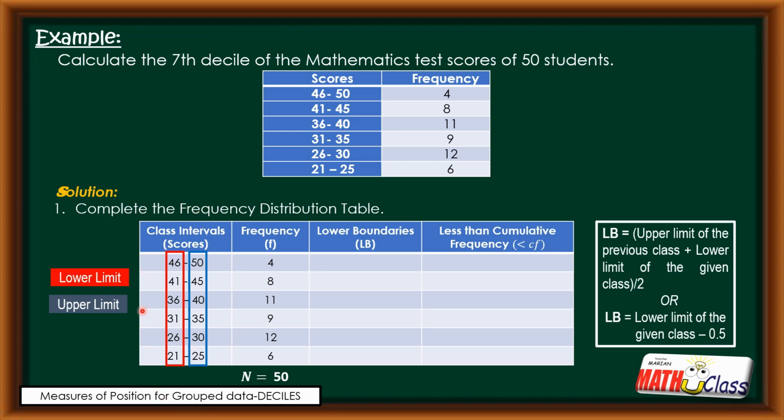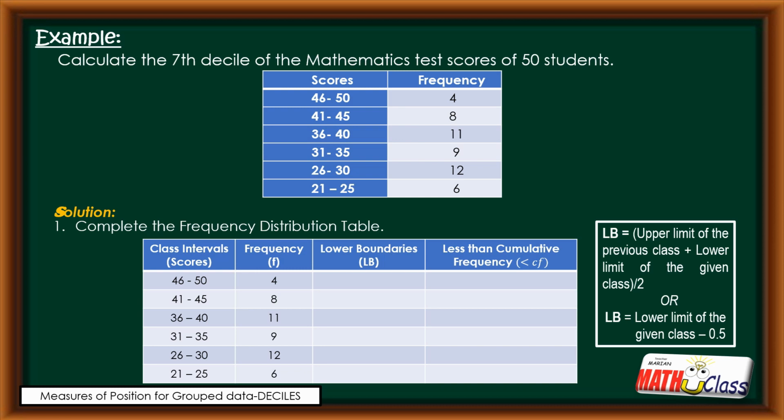So let's start from the bottom. The lower limit for the class interval 21 to 25 is 21. So 21 minus 0.5 is equal to 20.5. Let us fill in the rest of the lower boundaries column in the same way. By doing so, we were able to arrive at these entries.